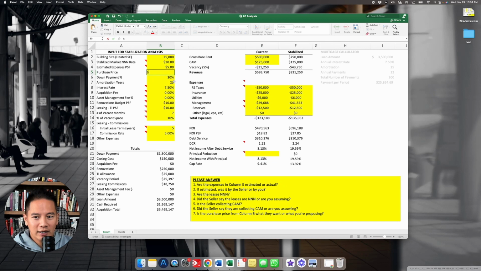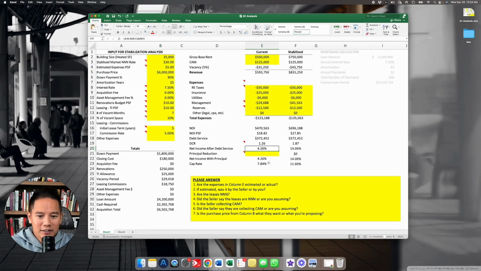So let's go ahead and increase this more. $6 million. At $6 million, you've got a cap rate of 7.84. You've got a cash on cash return of 4.26 and a DCR of 1.26 with 30% down. That is in the realm of possibility. That's very realistic. That's the price point where a buyer could look at that and say, you know what, I'm okay with putting 30% down to own this property. And I'm okay with the 1.26 DCR. I'm okay with the 4.26%.